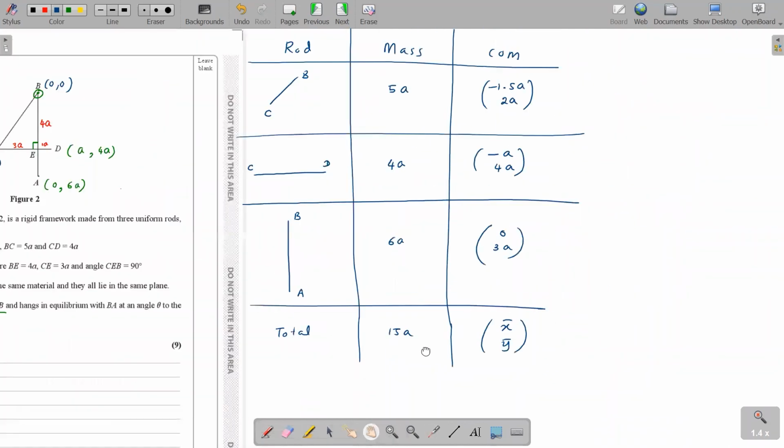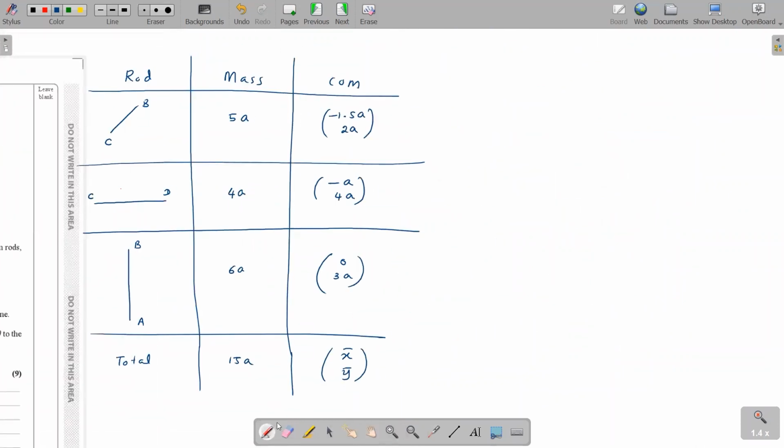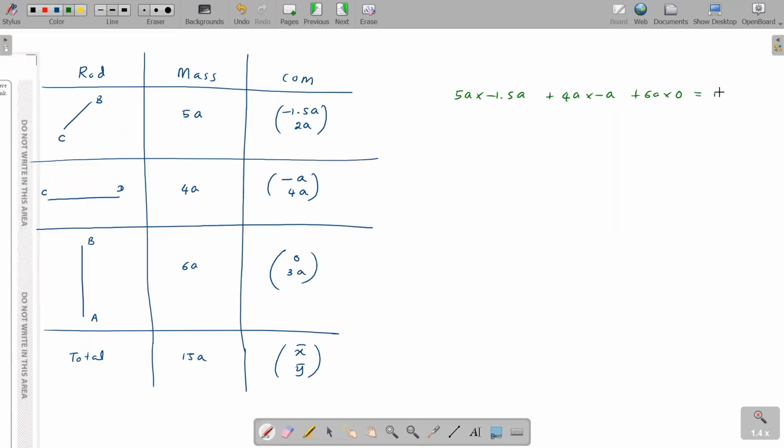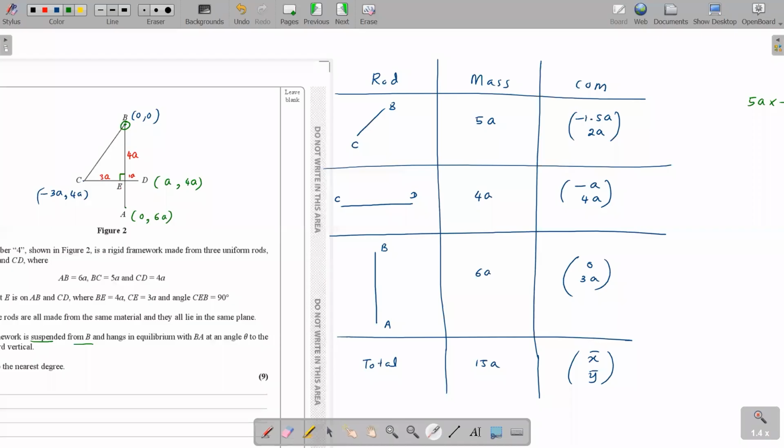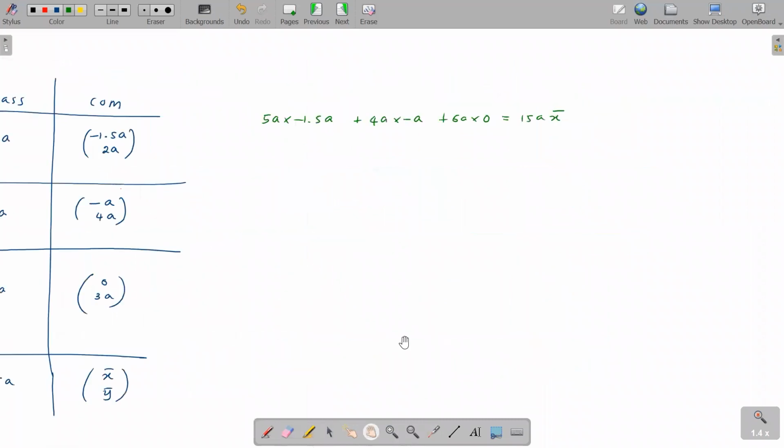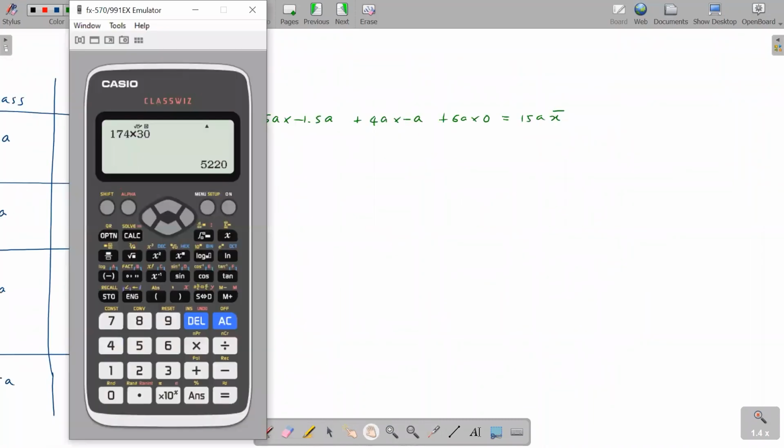Now let's use moments. Basically, multiply the mass and the center of mass x coordinate. 5a times minus 1.5a, plus 4a times minus a, plus 6a times 0, equals the total 15a times x bar. Can you all multiply? What do we get here? Let's get the answer. Multiply quickly.